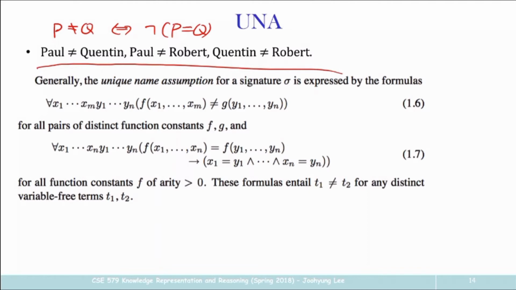This is called the unique name assumption. First-order logic itself does not have the unique name assumption, which means that some individuals can map to the same people. But in many applications, when you do knowledge representation, you want to say that these are all different. So under first-order logic, you have to write this lengthy formula. The general formula is here. I'm not going to go into the details, but if you have terms that have arguments, then the unique name assumption is this.